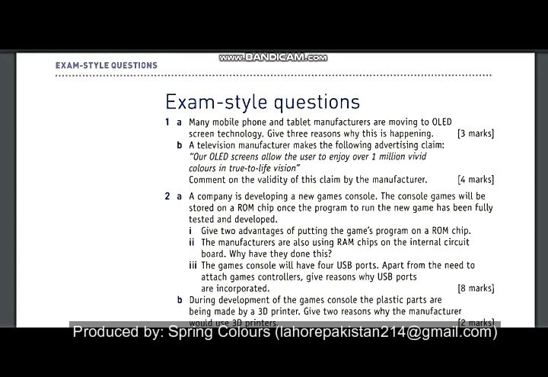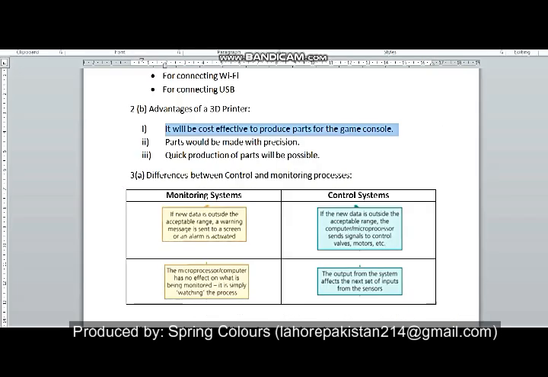Then secondly, I have written that parts will be made with the same precision, and quick production of parts will be possible because you just have to give the command of taking prints, and so quick production will be possible.